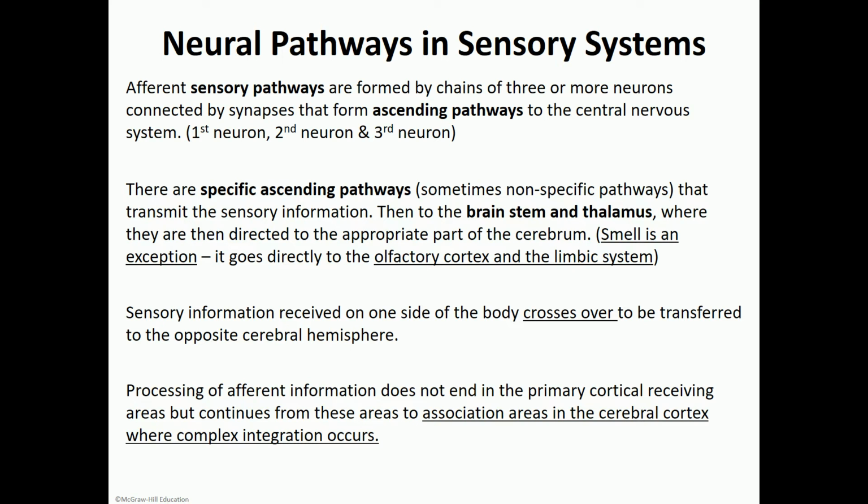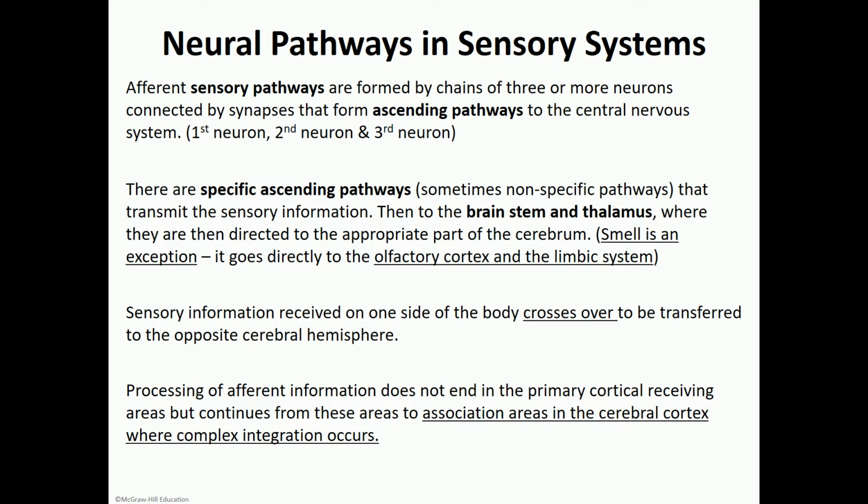That ascension does not happen with one neuron. It happens through the combination of more than one, at least 3 neurons. Some have more, but we're going to go with the least, which are 3 neurons. So the first neuron, that is the one that its receptors were activated, and then it will take the action potential to the second neuron. The second neuron actually crosses over to the opposite side. And then the third neuron, where that starts at the thalamus, would go from the thalamus to the cerebral cortex of the opposite side.